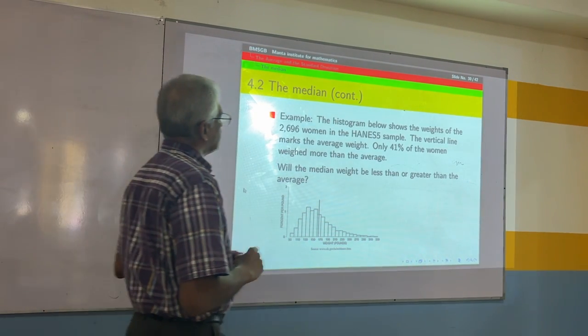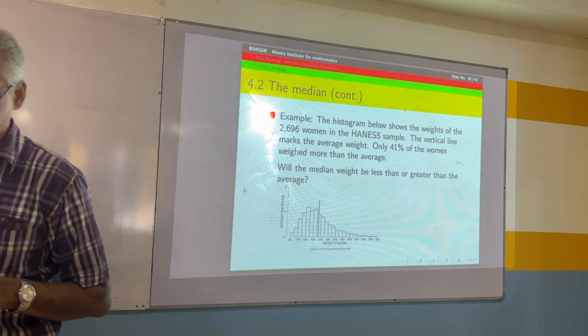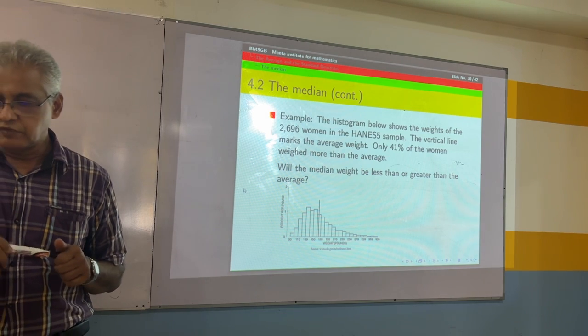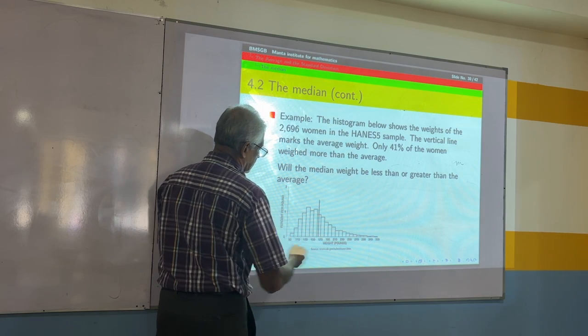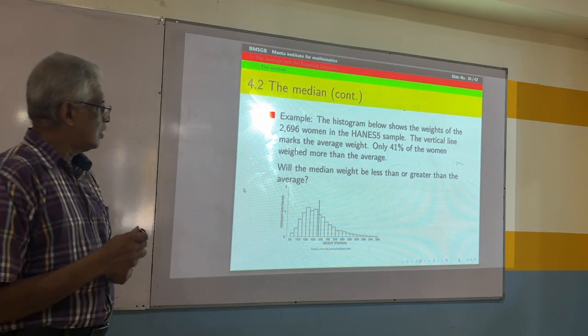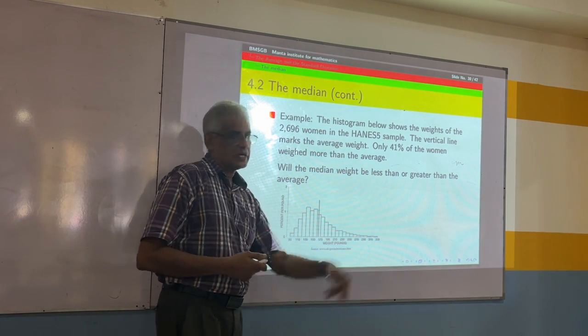This is another example. This histogram shows the weights of women in the second example in the previous survey. The vertical line marks the average, or actually the arithmetic mean, so that is the balancing point of this picture. So where would you take the median? Median will be less than this or greater than that.